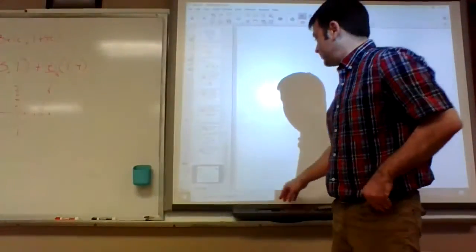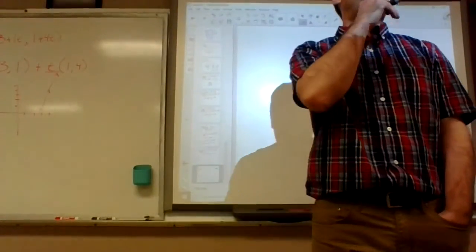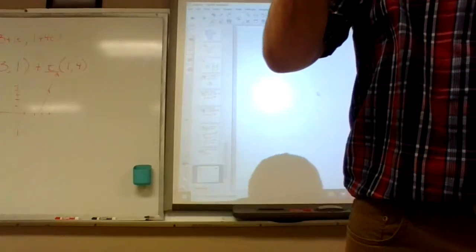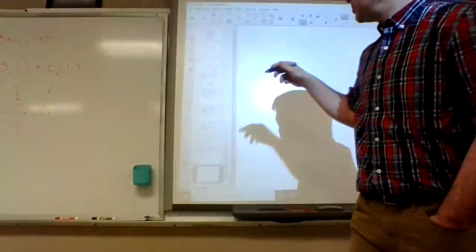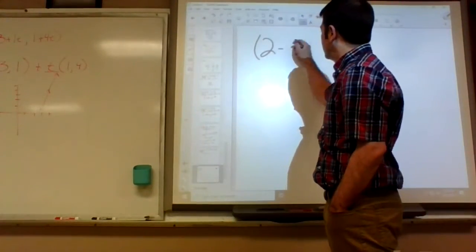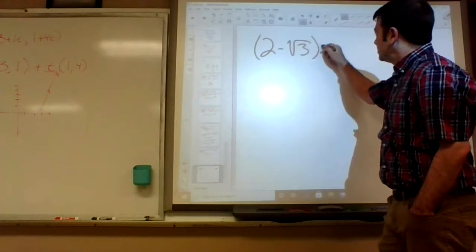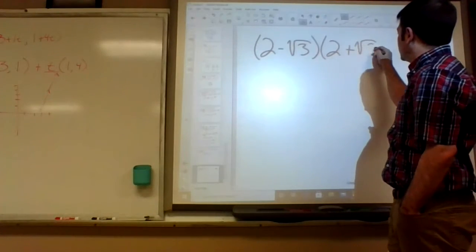We are doing page 466, 1 through 22. Alright, we're getting started. Number 1: 2 minus square root of 3 times 2 plus square root of 3.